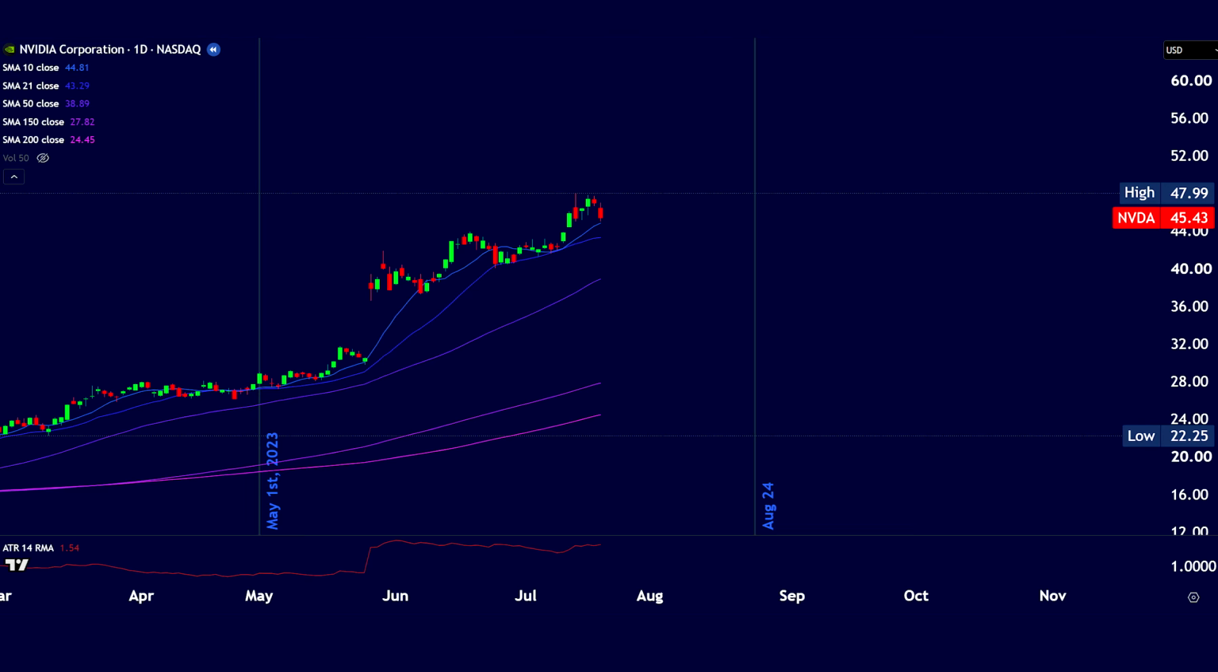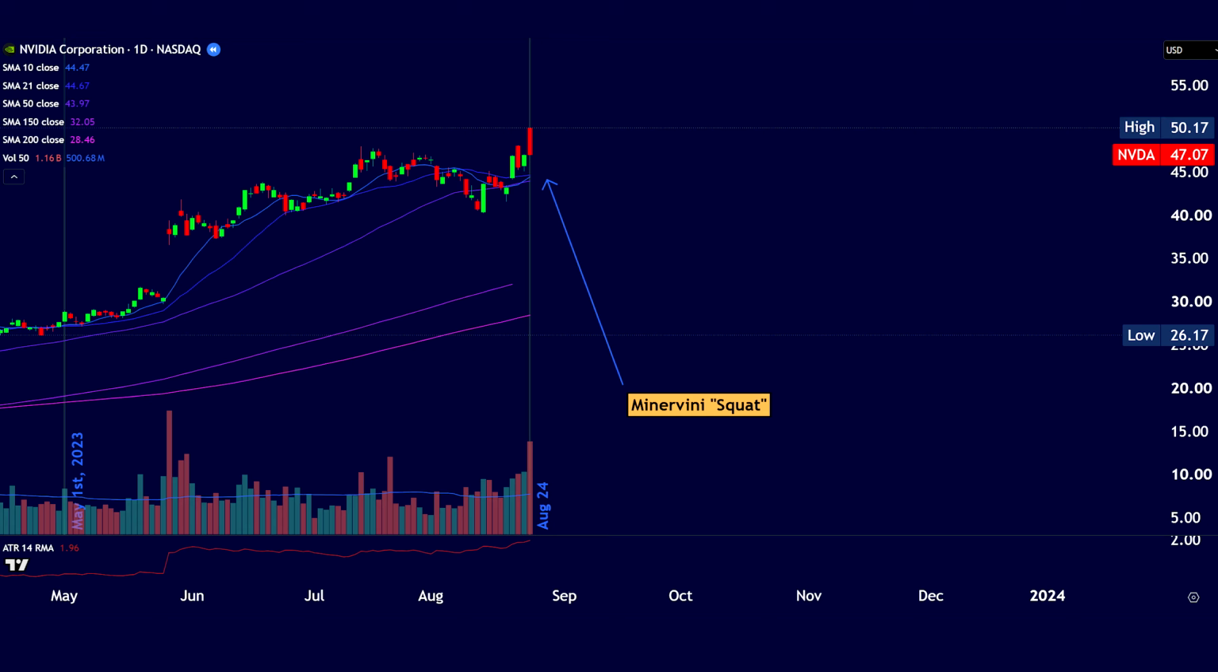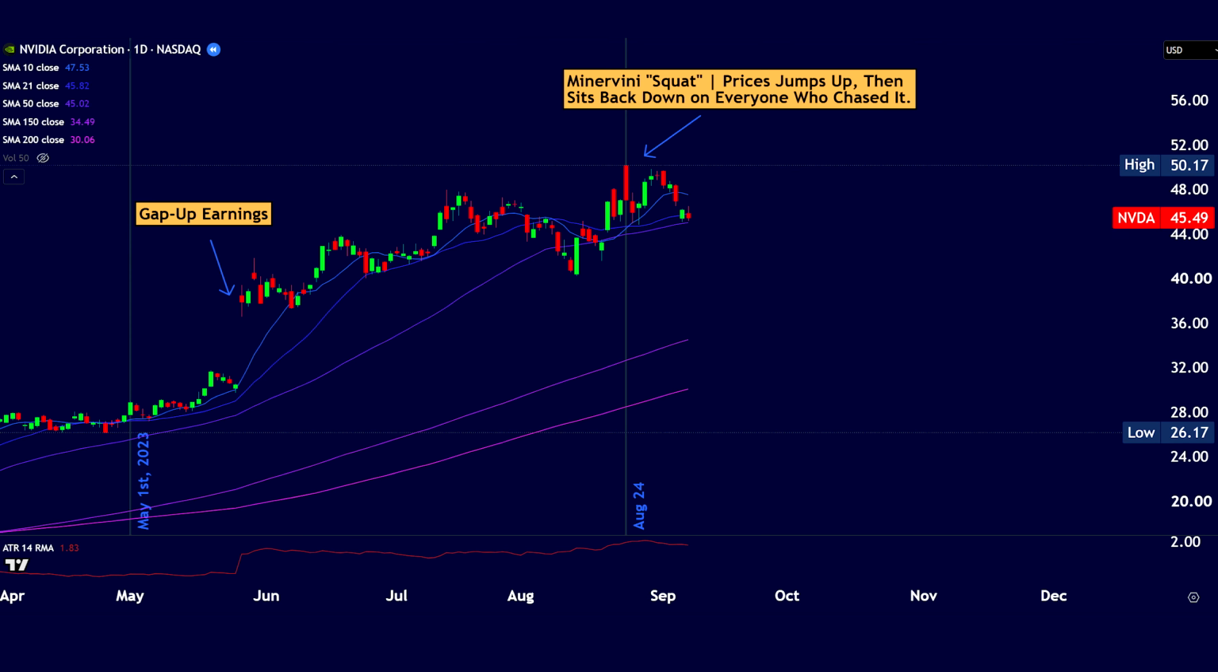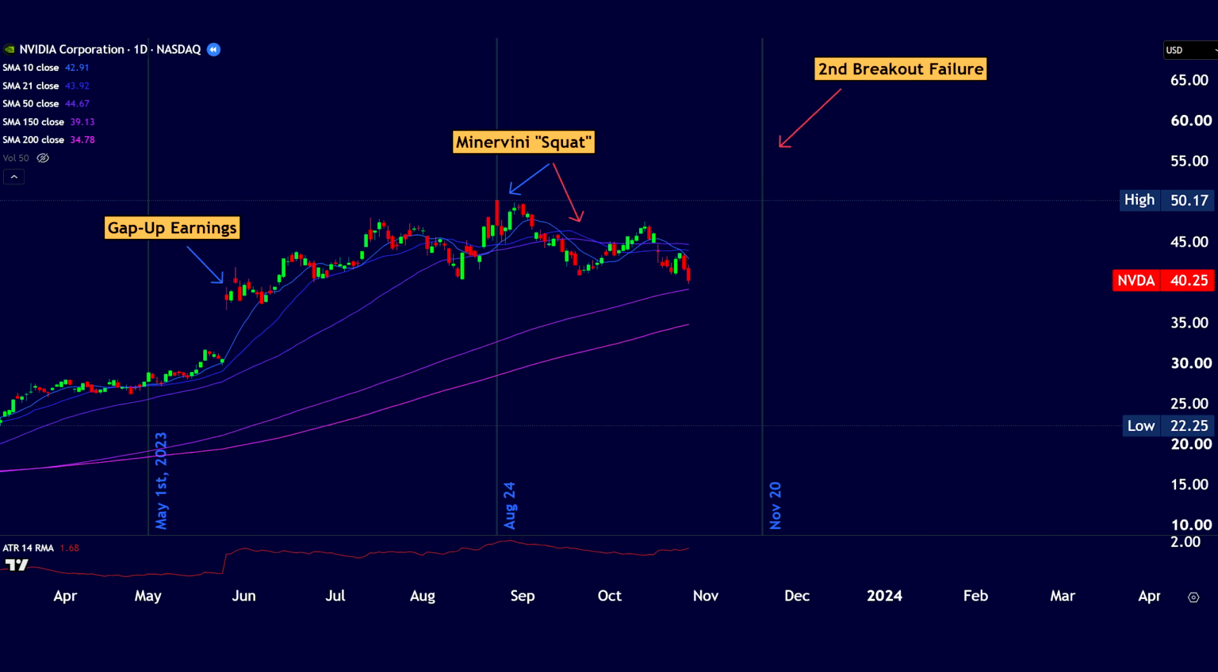It hurts people. Twice. August 24th, the stock gaps up, tags 50.17 intraday, closes at 47.07, reversed the whole day on 1.15 billion shares. Minervini calls that a squat. It jumps, then sits back down on everyone who chased it. 3 months later, it tries again. November 20th, pushes to 50.45, rolls over, closes the week at 48.63 on 900 million shares. Failed again. 2 failures, 6 months of nothing.